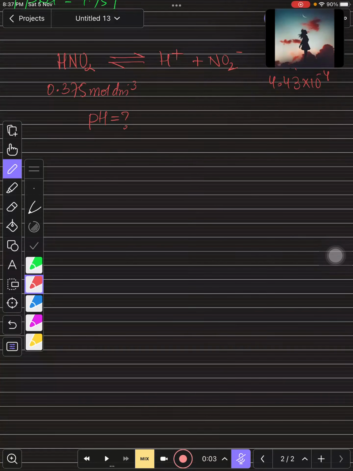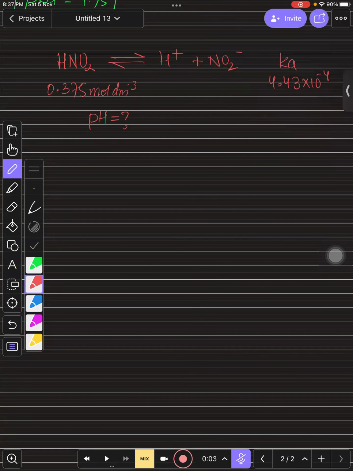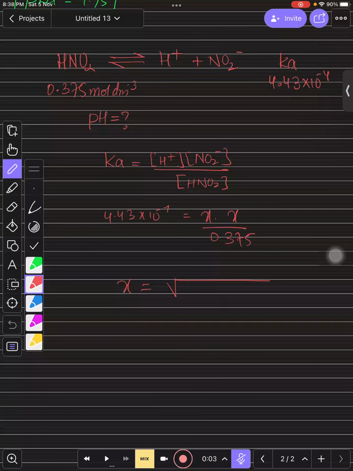Okay, I will show you once more, so that if anyone's answer is wrong, they can get help quietly. How can we solve this? We know that for this breakdown, the Ka value will be the concentration of product over the concentration of reactant. We know Ka is 4.43 × 10 to the power minus 4, and this is X, which we don't know, and HNO2 is 0.375. So we can find X by taking the root.